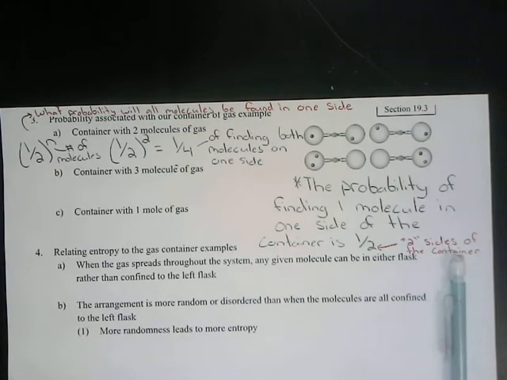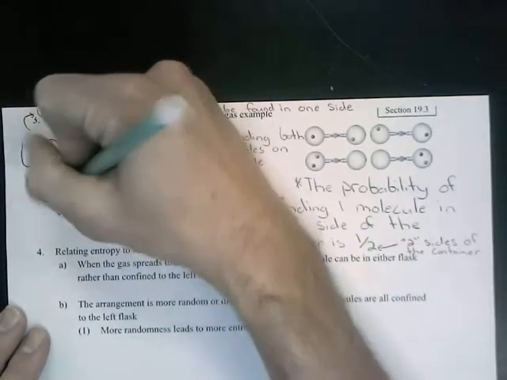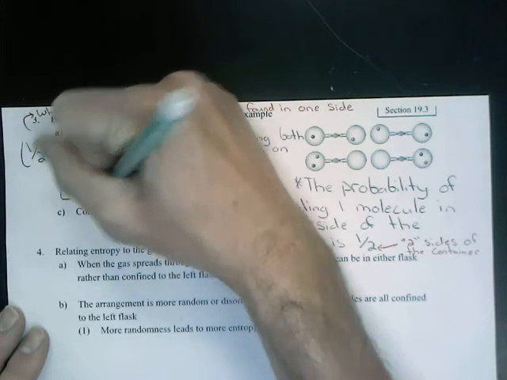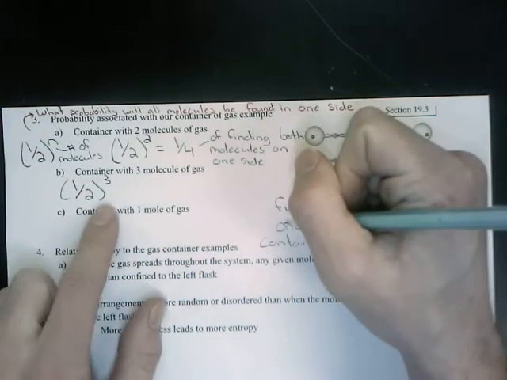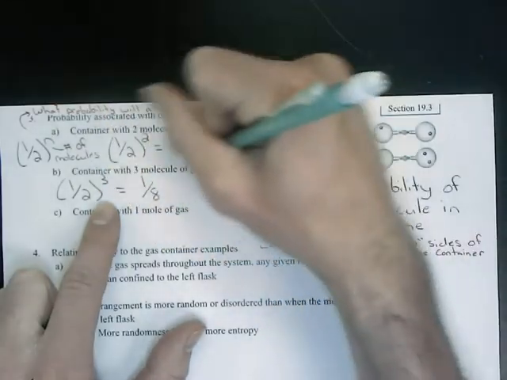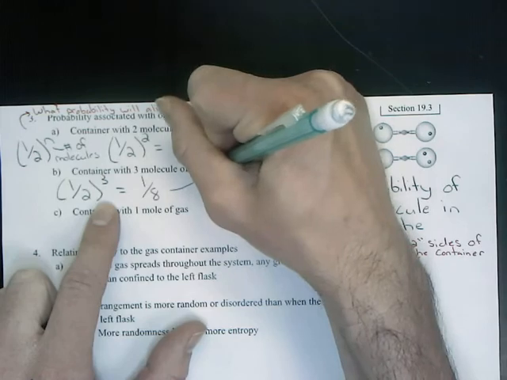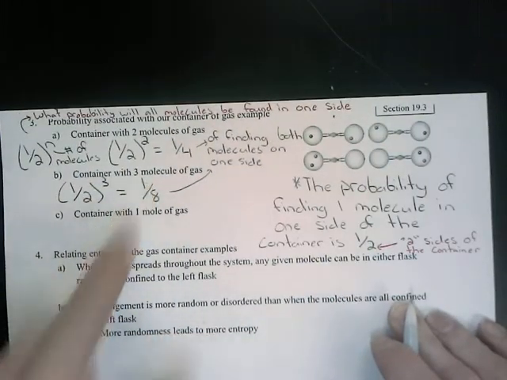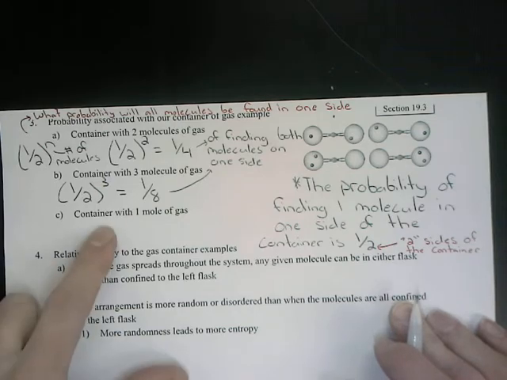All right, so now if we have 3 molecules of gas inside the container, again, the probability of finding those 3 molecules all on one side would be half raised to the third power, which would get us 1/8. Again, our chances of finding all 3 of those molecules on one side.